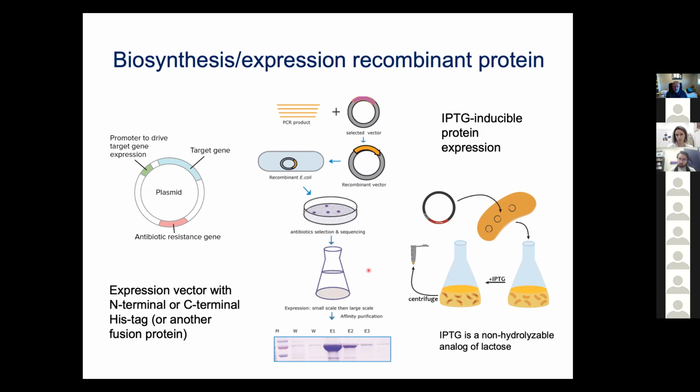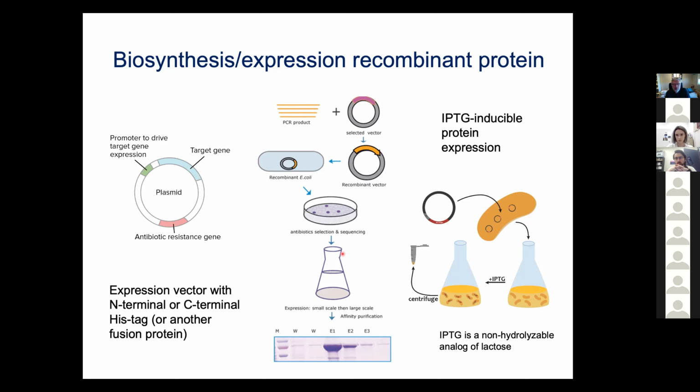And once you've done that, you first do an expression trial. So you actually grow E. coli and you see if the protein that you want is actually expressed. And if you know that this works on a small scale, then you go to a big scale and you see that sometimes you can get a really large amount of protein produced. These plasmids are very efficient, so you can make a large percentage of the particular protein that you want to make in E. coli.